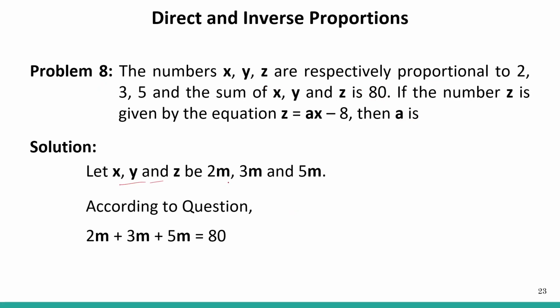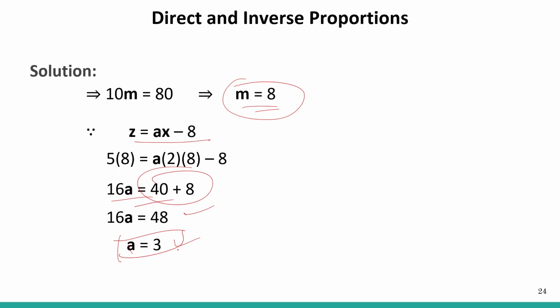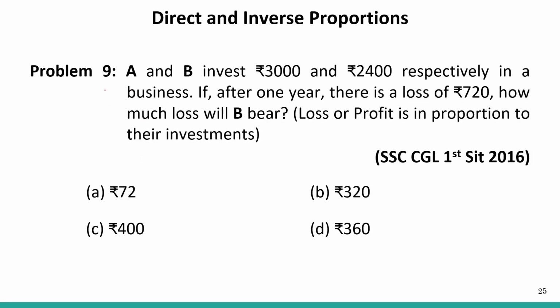So let x, y, z be 2m, 3m and 5m respectively. This is what we have assumed right now. According to the question, the addition of this is equal to 80. So m is equal to what? m is equal to 8. So z = ax − m, because z is equal to ax minus m. So 5 into 8 is equal to a into 2 into 8 minus 8. So 16a will be what? 48. So a will be 3, right? Solving this algebraic equation, we can arrive at this conclusion. So let's see problem number 9.